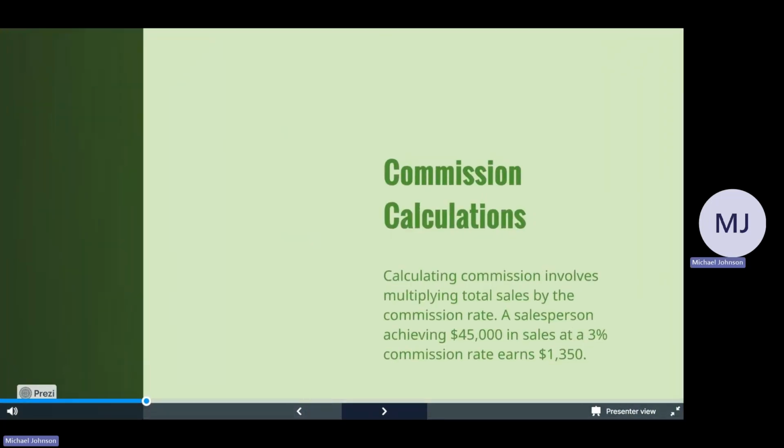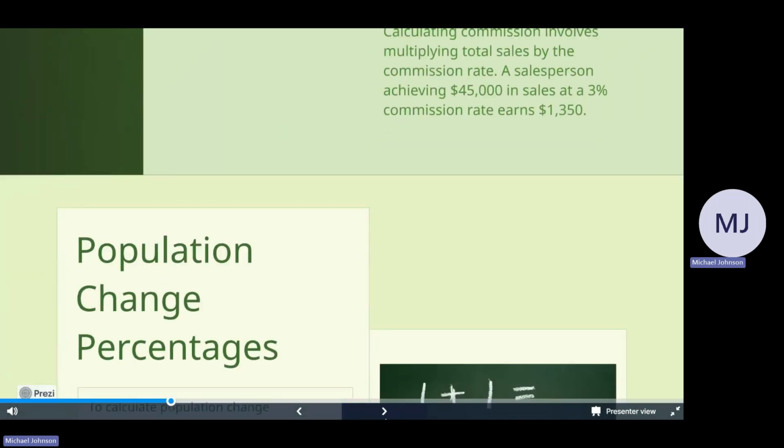Calculating commission involves multiplying total sales by the commission rate. A salesperson achieving $45,000 in sales at a 3% commission rate earns $1,350. So you do $45,000 times 0.03, then you get 1,350.